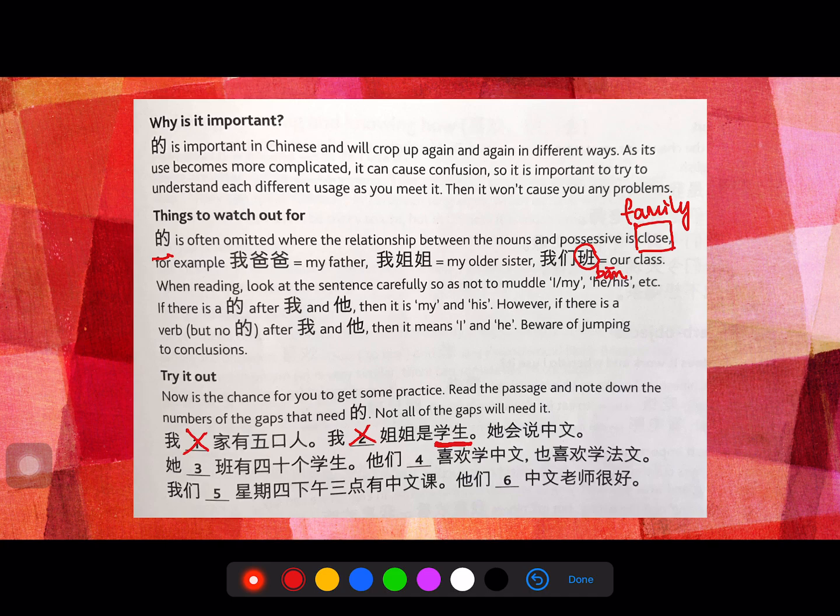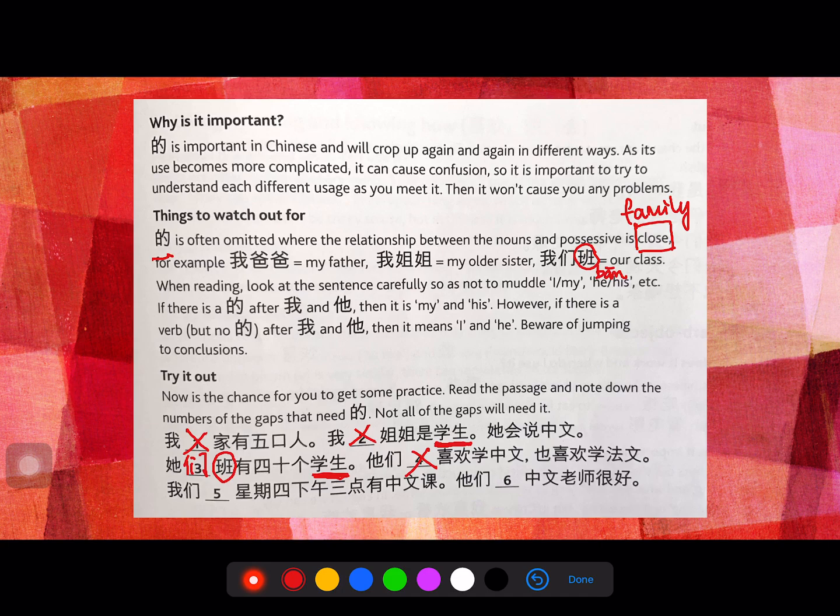Now next, 他们班. So this one is the class one. Normally in Chinese we say our class, we say the plural. We don't say singular pronouns, we don't say my, we say ours. So the same rule applies for she and he. So that should be 他们班. So their class has 40 students. 有40个学生. So this word is 学生. 他们 You don't need anything here because it's saying they like.